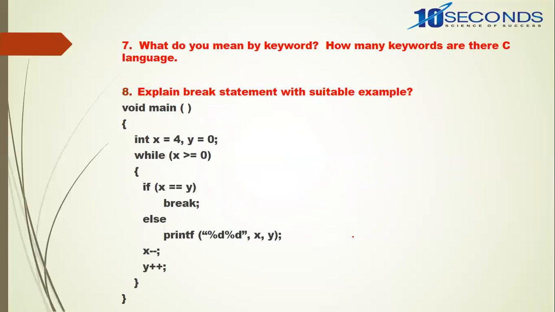What do you mean by keyword? Keywords are also called reserved words. Their meaning has already been explained to the compiler, so the programmer doesn't have any luxury to assign a new meaning to it. How many keywords are there in C language? 32 keywords. So 32 keywords are there in C language.